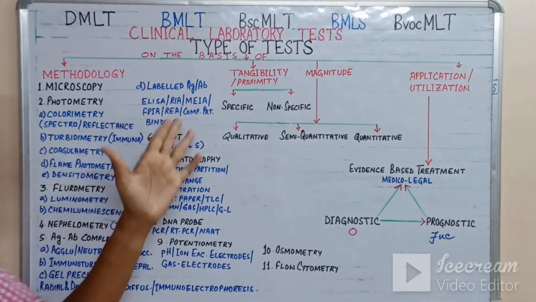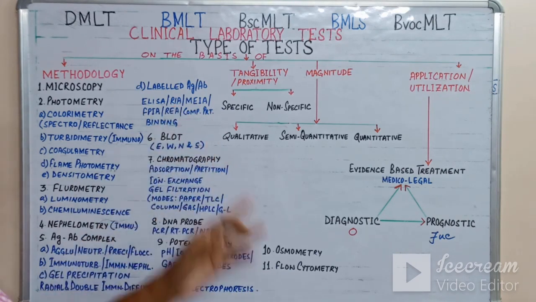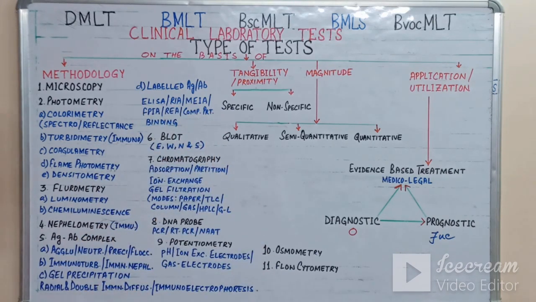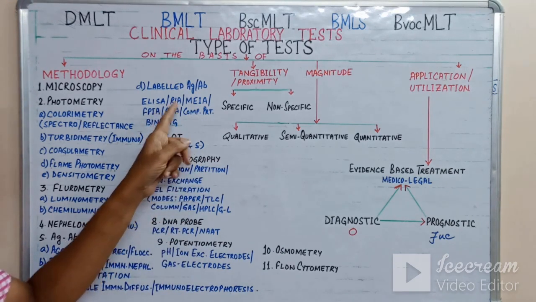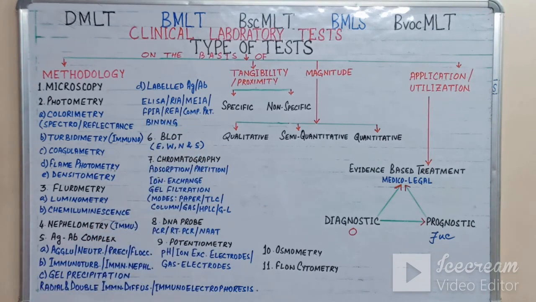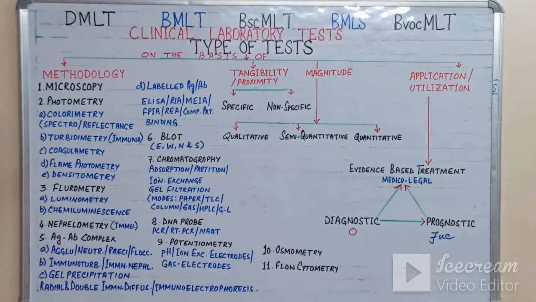Now when we label the antigen or the antibody with a radioactive element, that is the RIA, radio immune assay. Then the MIA is the microparticle immune assay. Here we label the microparticles. FPIA is the fluorescent polarization immune assay. Then there is the radio energy attenuation. Now the competitive protein binding methodology. These all are the labeled antigen antibody systems.